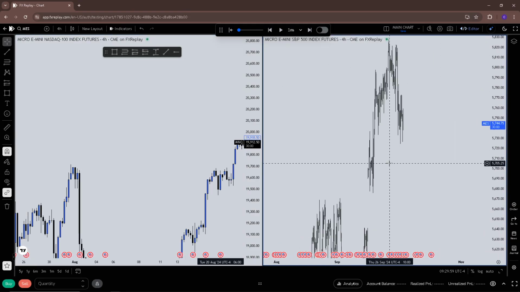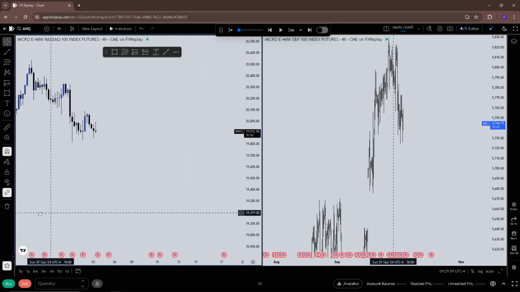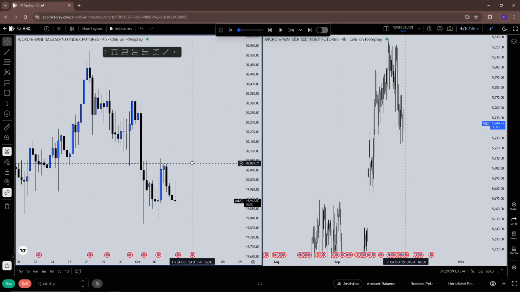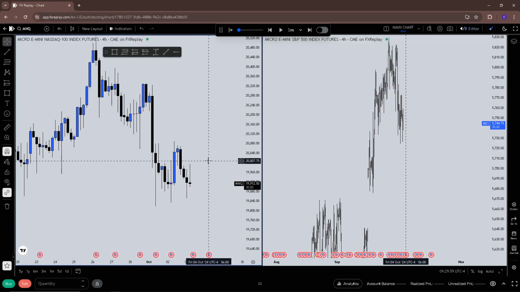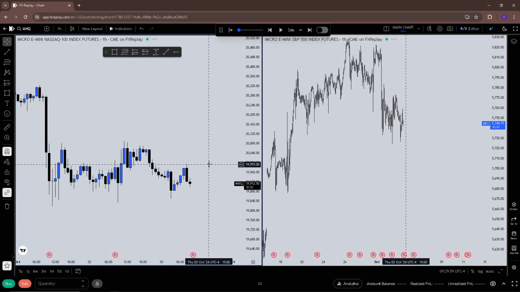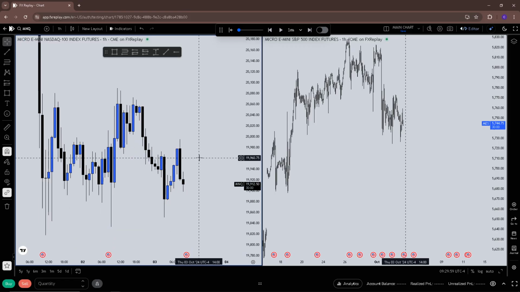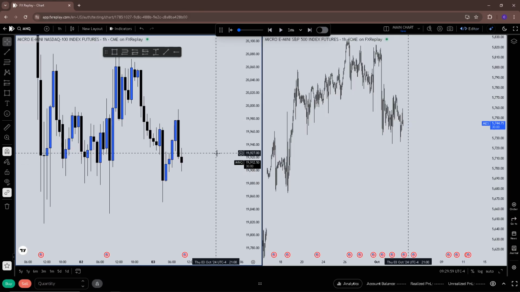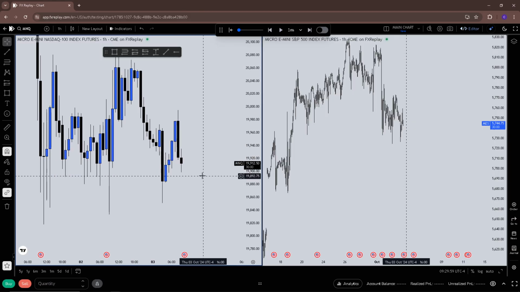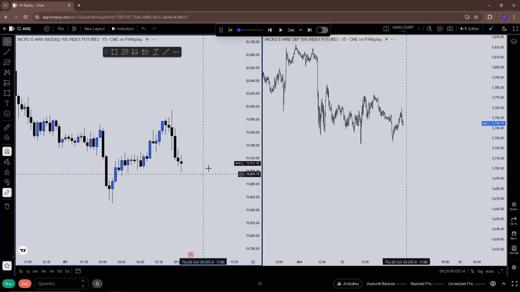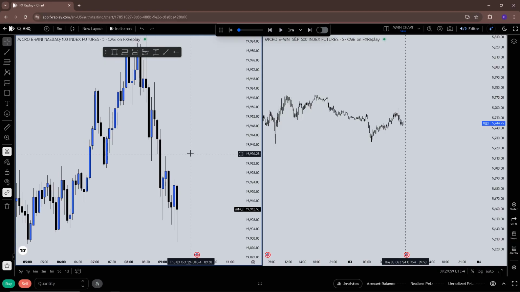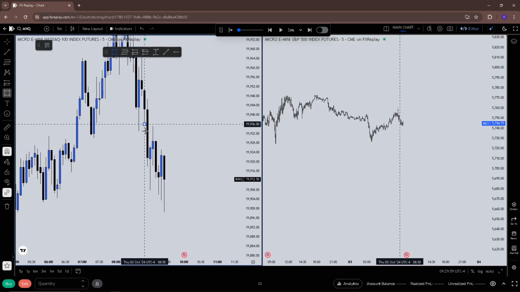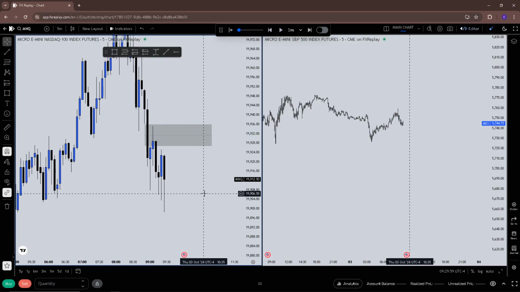I'd like to take shorts. Delivering out of this 4-hour right here. We inverse this hourly to the downside. Delivering out of this 5-minute right here. Shorts do look good off open.